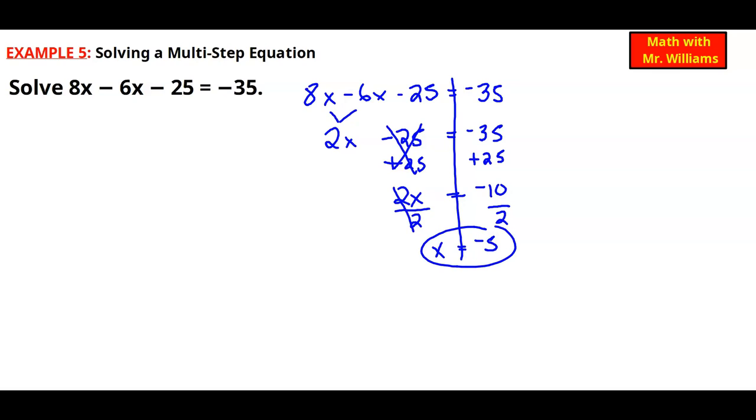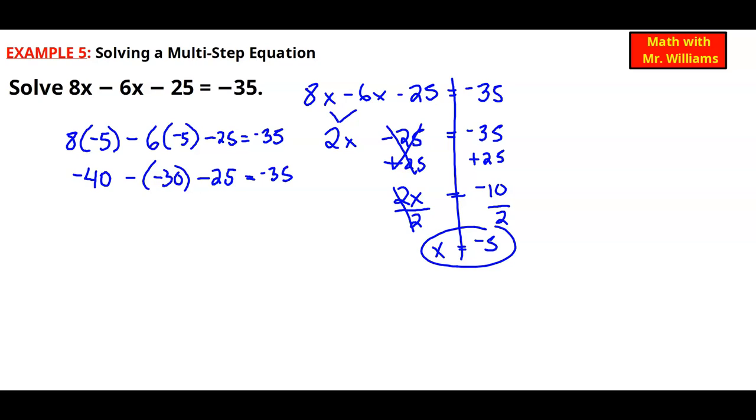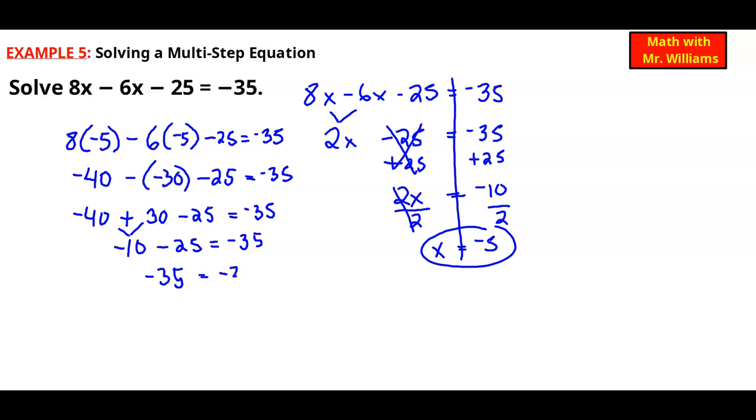All right, let's go ahead and check to see if it works. So let's go ahead and rewrite it, substituting our negative 5 in. All right, so we have 8 times negative 5 is a negative 40, minus, we have 6 times negative 5 will give us a negative 30. All right, let's bring the rest down. Our next step is to get rid of that minus a negative. So in that case, we need to add the opposite, turning that negative 30 into a positive 30 being added. All right, let's go ahead and go straight across. So we have negative 40 plus 30 is a negative 10. All right, negative 10 minus 25 will arrive at negative 35 equals a negative 35. So it does check.